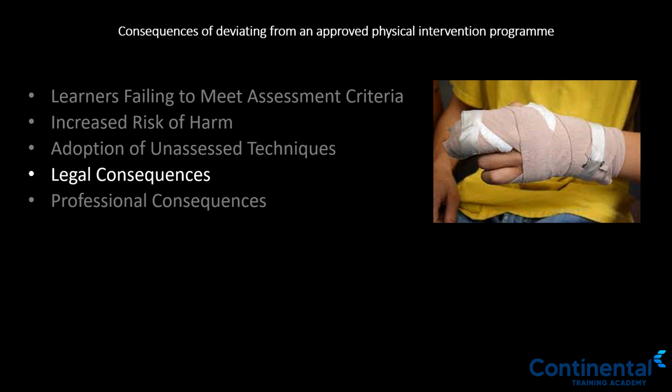So there will be legal ramifications for both trainers and organisations if unapproved techniques lead to injury or harm. So trainers could be held liable for negligence, and organisations could face lawsuits, financial penalties, and damage to their reputations. Then you have professional consequences. So trainers who deviate from approved programs risk damaging their professional reputations, which can lead to a loss of trust amongst learners, employers, and within the wider security industry.